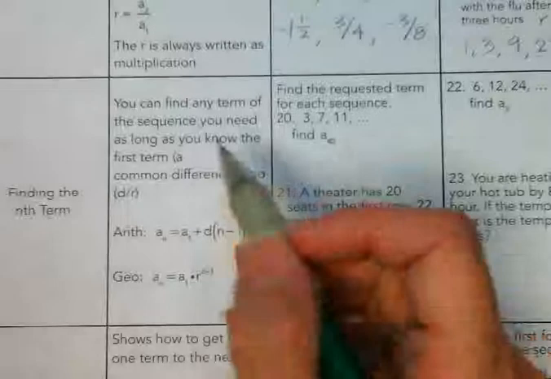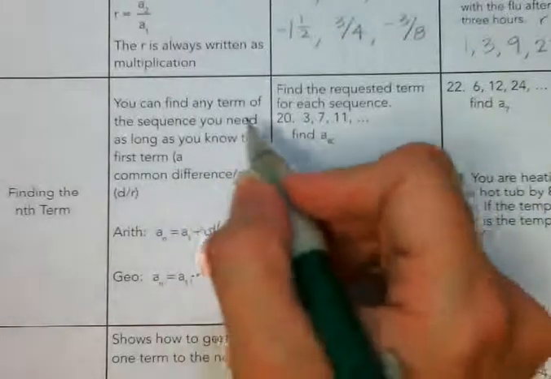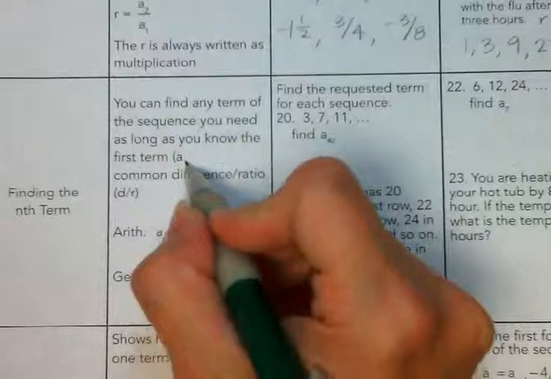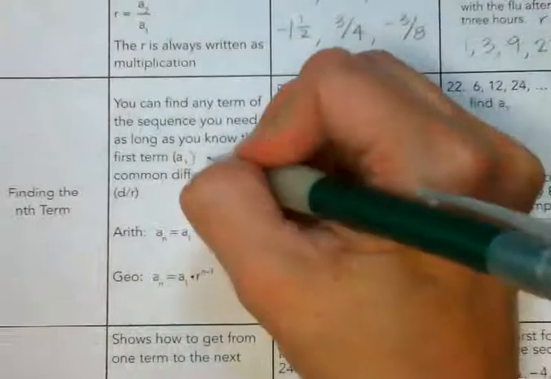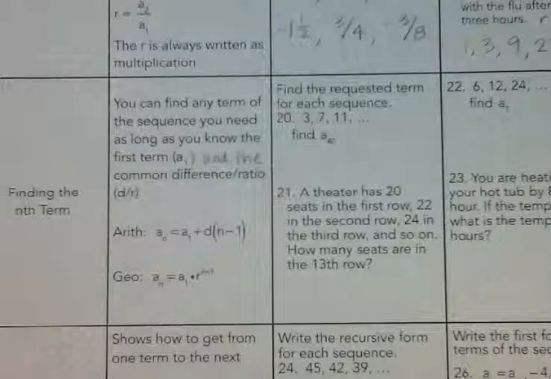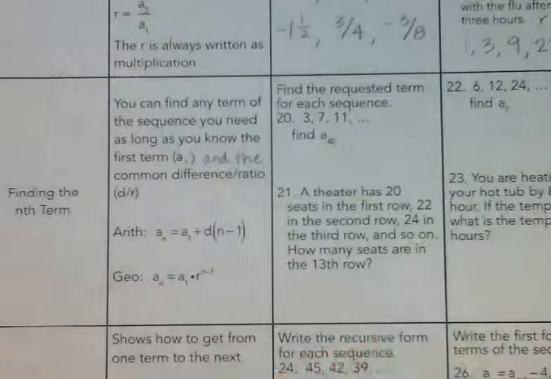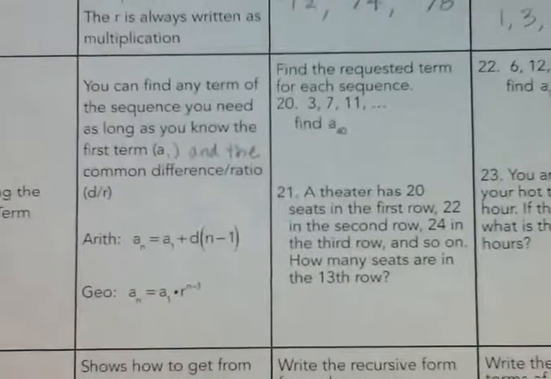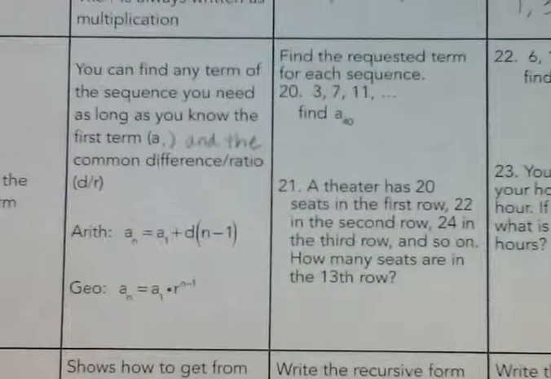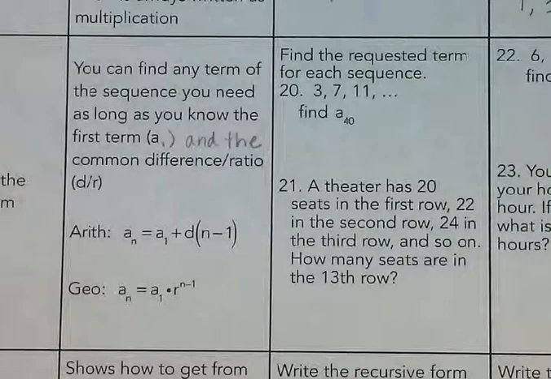So I think I lost the rest of my formula again. But you need to know the first term, which is A1, and the common difference or ratio, which is either the D or the R, depending on which one you're doing. So these are the formulas that we use, and you may remember that when we did this in class, we actually had you discover the formulas, because it really does make sense.